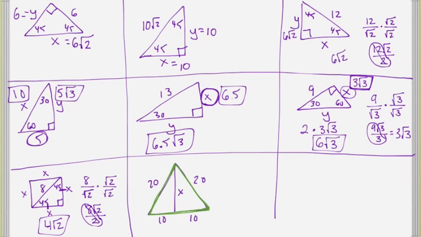So all the sides are 20, which means all the angles are equal. So they are all 60. This angle will be 60, this angle will be 60, the top angle will be 60, and it's going to be split up equally because that bottom side was split up equally. So now we can see that we have a 30, 60, 90 pattern to work with here.